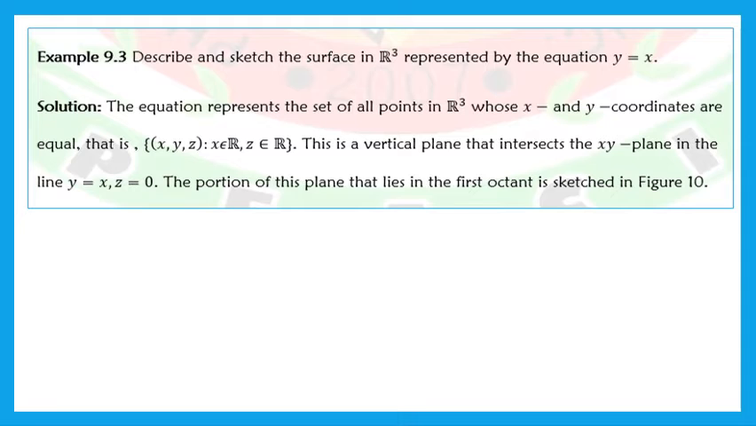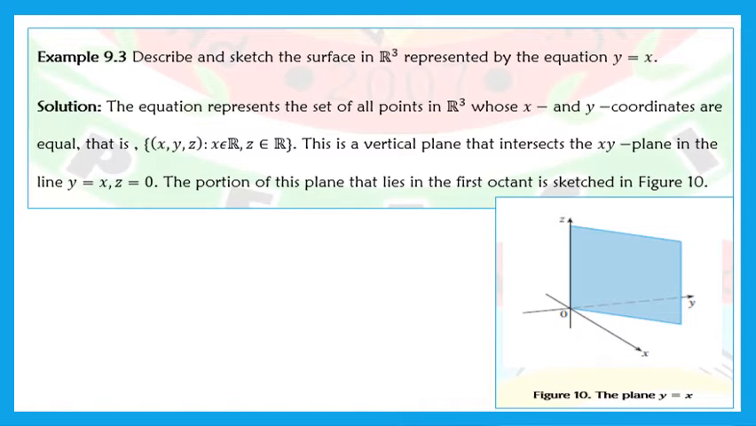So this is a vertical plane that intersects the xy plane in the line y equals to x and z equals to 0. So the portion of this plane that lies in the first octant is sketched in figure 10. So ito yung plane natin na y equals to x. A vertical plane that intersects the xy plane, okay, in the line y equals to x, tapos z equals to 0.